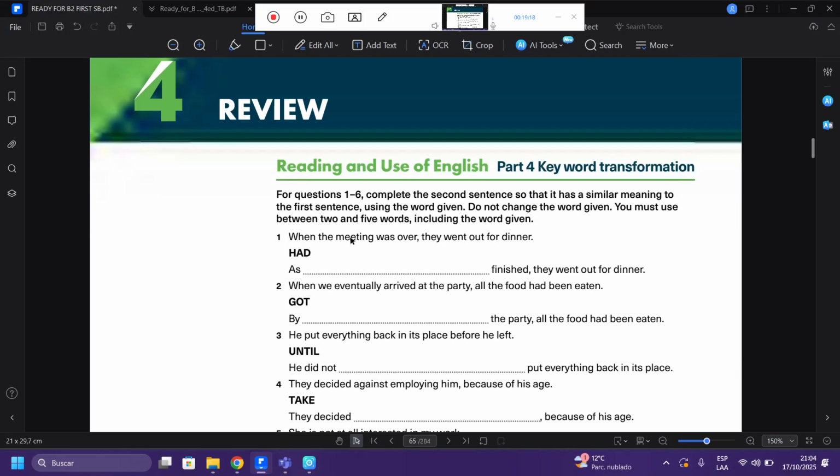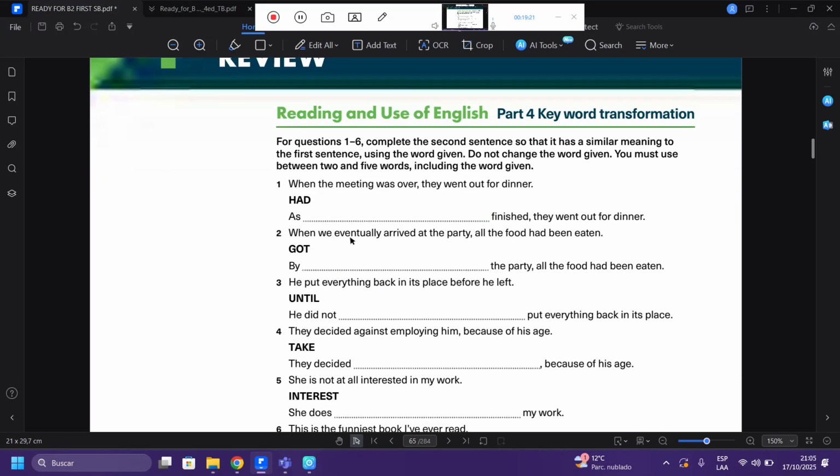This is the most important part that I want to show you, and I guess that you have never heard about this. Have you ever practiced this kind of exercise? This is called the Reading and Use of English Part 4 of the B2 First exam, and this is called the keyword transformation. Have you ever practiced it? I think never, never, ever. Let me see.